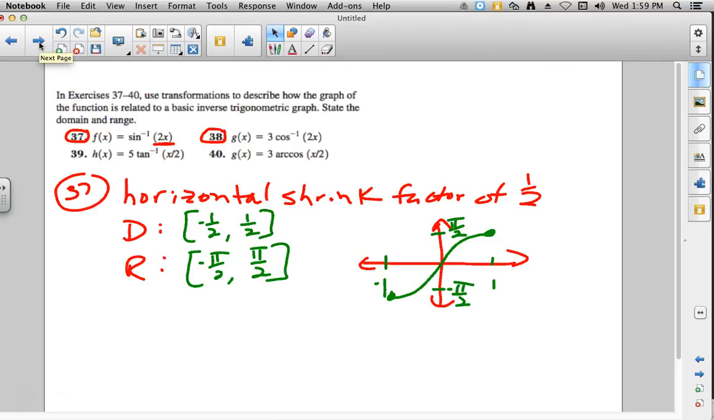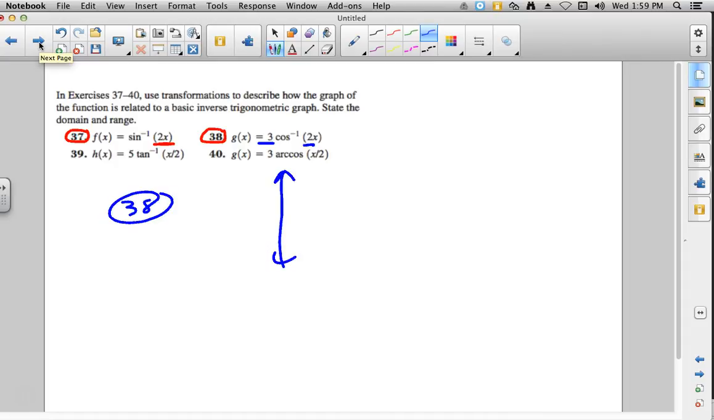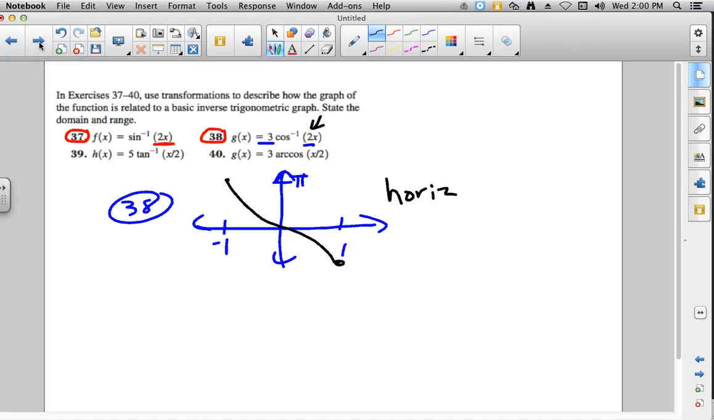38 has a couple of numbers in it that are going to mess with us a little bit. So let's look at 38. 38 is inverse cosine, like so. And what we have here is a 2 with the x. And that is going to, again, be the opposite of what we would normally think of with the x. So a horizontal shrink or compression factor of 1/2.